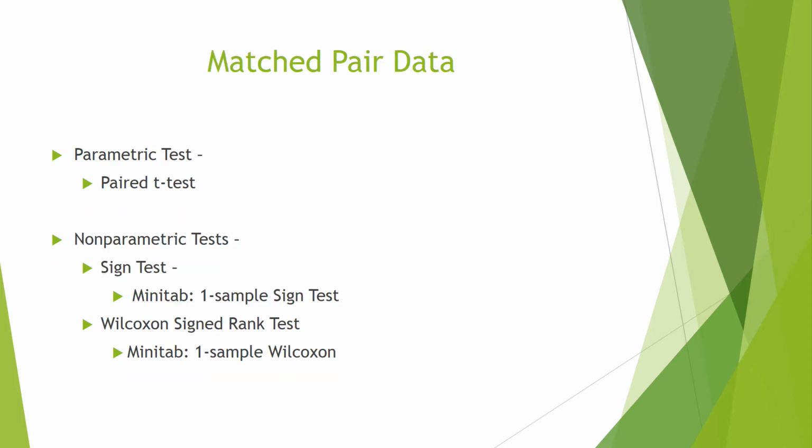For matched pairs, in parametric tests, we did paired t-tests. In non-parametric tests, we'll do the sign test, which is still the one sample sign test in Minitab, and the Wilcoxon signed rank test, which in Minitab is the one sample Wilcoxon test.